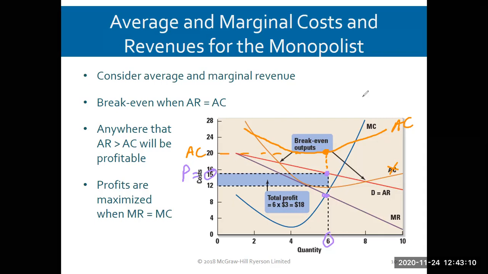It wouldn't make sense. But keep in mind, you find your profit maximizing quantity where MR equals MC. You find the price that they're going to sell that quantity at directly from the demand curve. And then you have to go to the average cost curve to see what that number is to determine how much profit that they're making, or occasionally how much loss they're making.